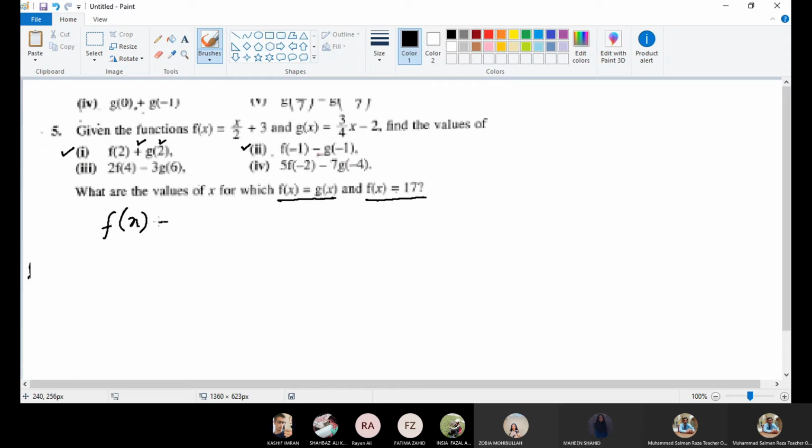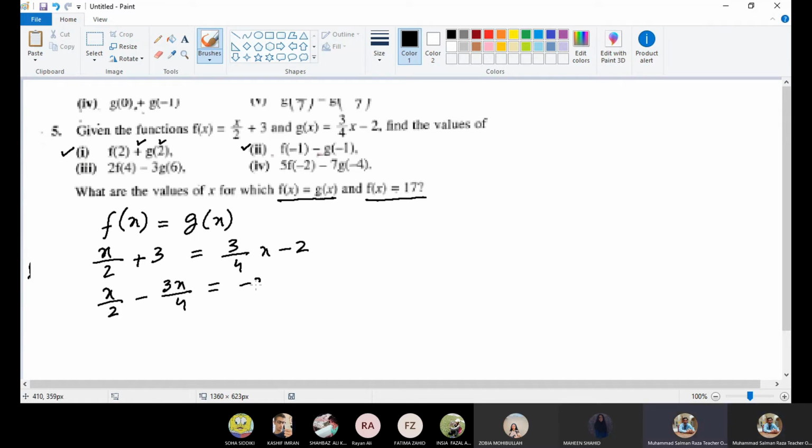f of x equals g of x, and it is easy. Replace f of x with its function which is mentioned above, x upon 2 plus 3, and then replace g of x with the function 3 upon 4x minus 2. And now, x terms at one side and constants at the other side.